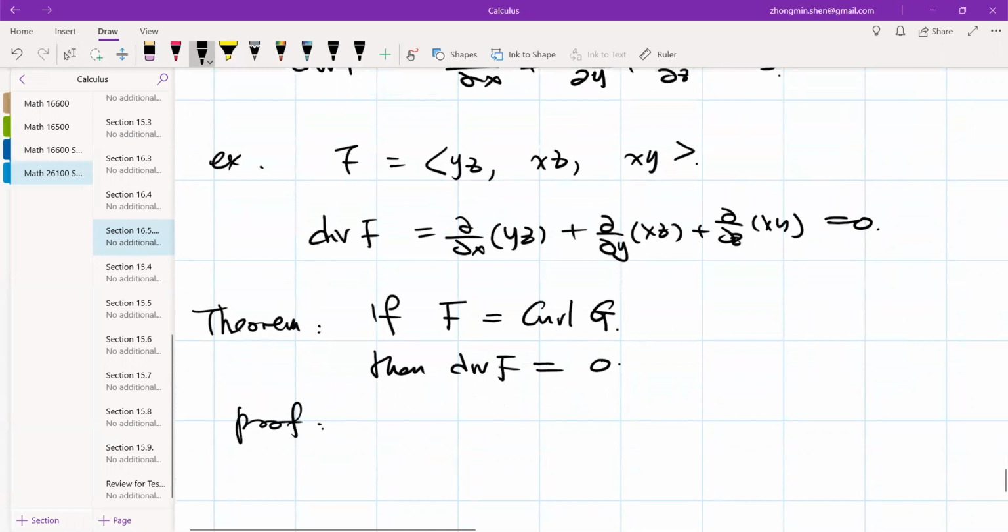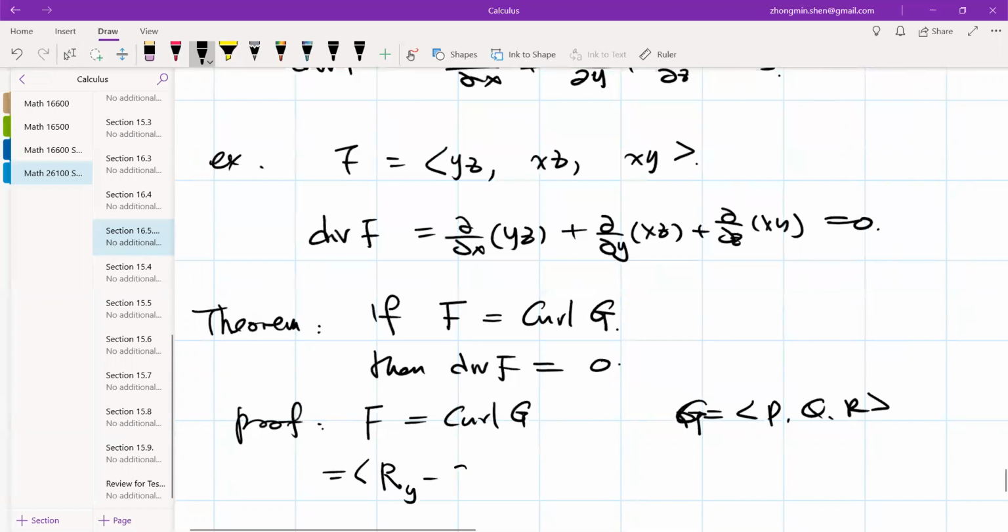So let's prove it. F is going to be the curl of G. Now let's assume that G is (P, Q, R). Let's recall the formula, it's easy to be forgotten. It's going to be (R_Y - Q_Z, P_Z - R_X, Q_X - P_Y). There are three components.